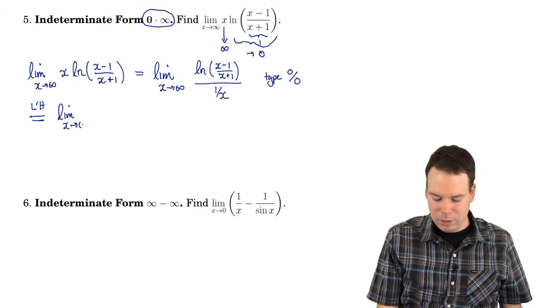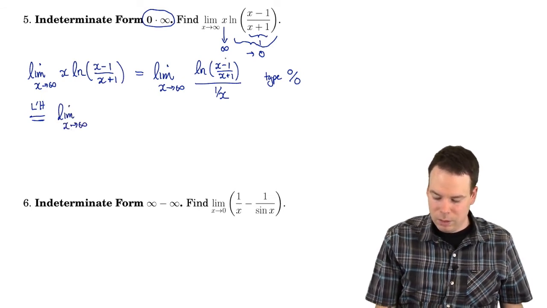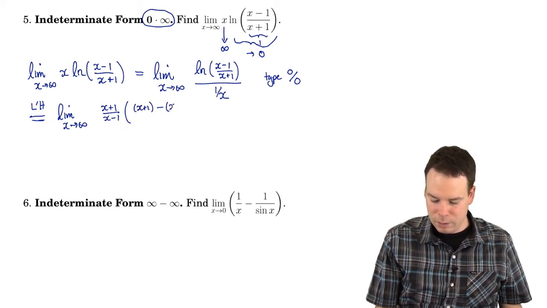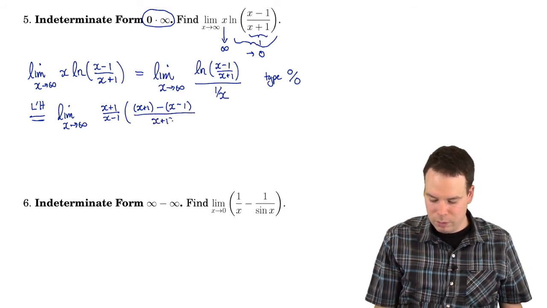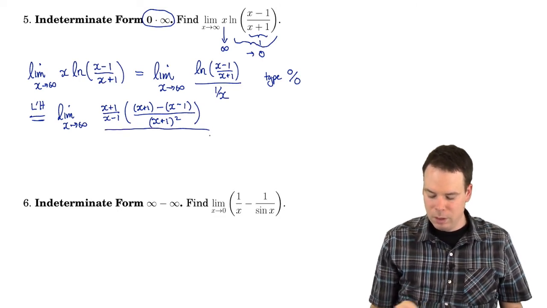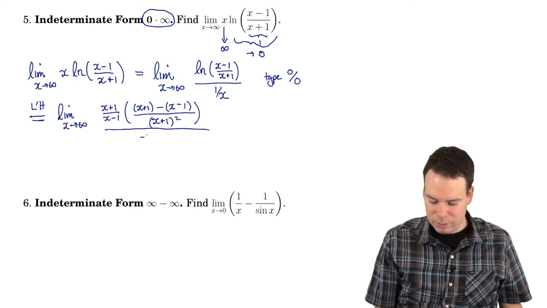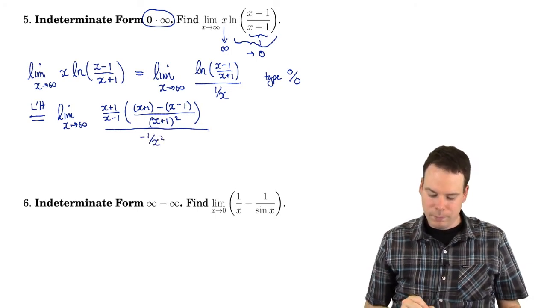So this is going to be the limit as x goes to infinity of the derivative of the top. That's 1 over the inside, the reciprocal of the inside function, times the derivative of the inside. That's the derivative of the top times the bottom minus the top times the derivative of the bottom, all over the bottom squared. So I had to use the quotient rule to differentiate that inside function as I worked on the top. And now I put that all over the derivative of the bottom function. That's the L'Hopital's rule part. So that's negative 1 over x squared.